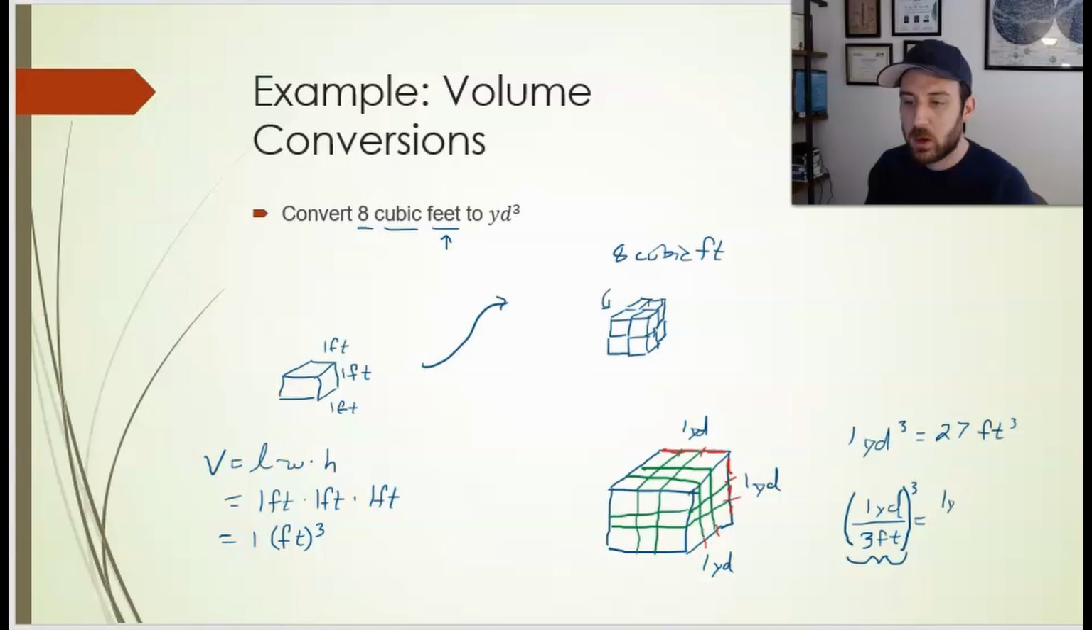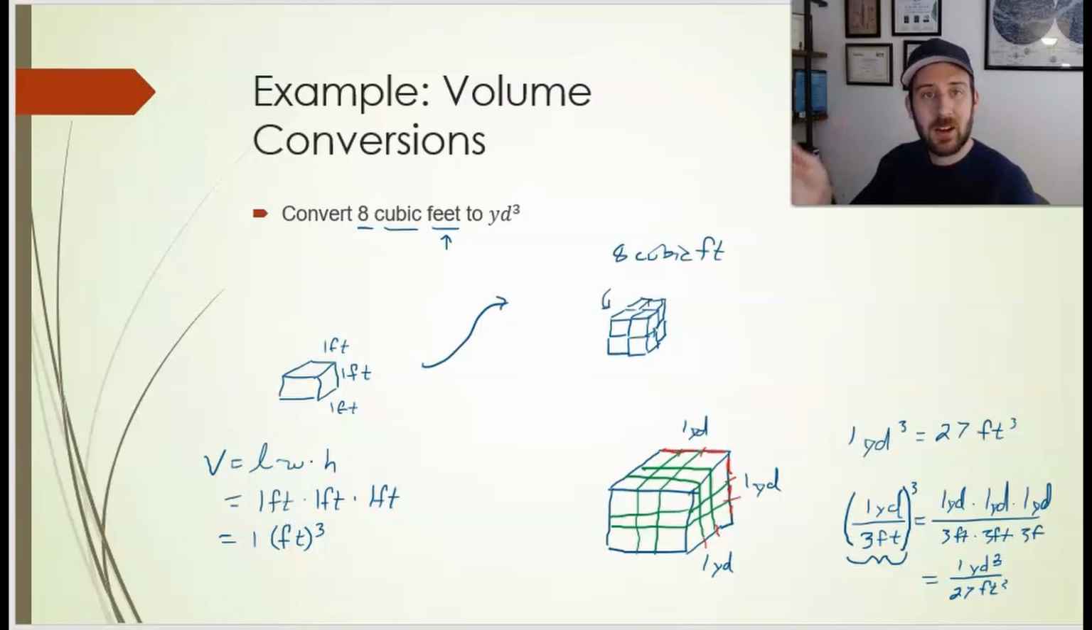That gets me 1 yard times 1 yard times 1 yard over 3 feet times 3 feet times 3 feet, which is going to get me 1 cubic yard is equal to, oh, I'll put a 3, not a 2. There's 3 repetitions. And then there'd be 3 times 3 times 3 is 27. And then feet times feet times feet would be cubic feet. So we have a conversion factor now. 1 cubic yard can convert us to 27 cubic feet.